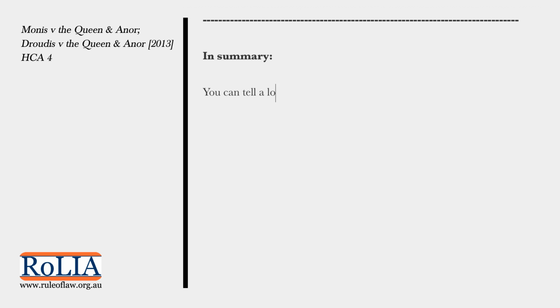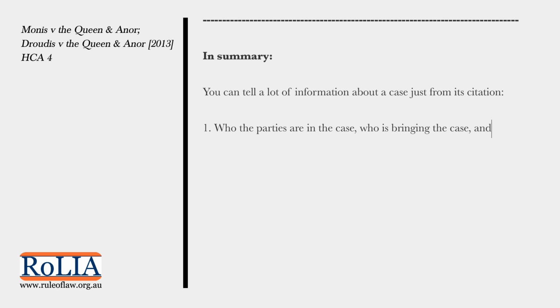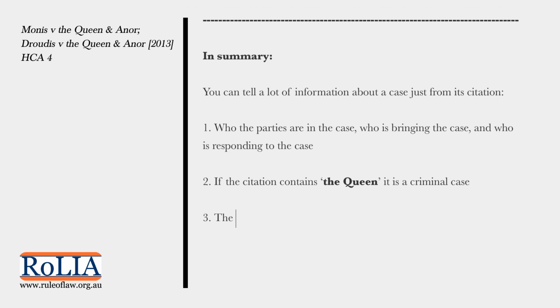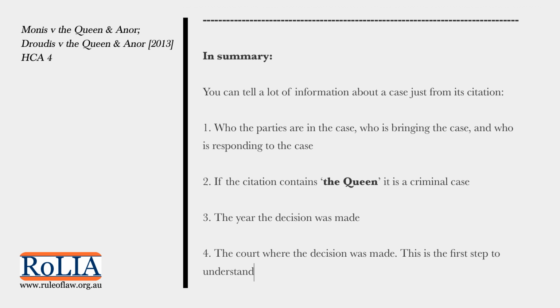In summary, you can learn a lot of information about a case just by looking at its citation. First, you can tell who the parties are in a case, who's bringing the case, and who's responding to the case. Second, if the citation contains the Queen, it is a criminal case. Third, the year the decision was made. And fourth, the court where the decision was made. This is the first step to understanding how and why the case is in the High Court itself.